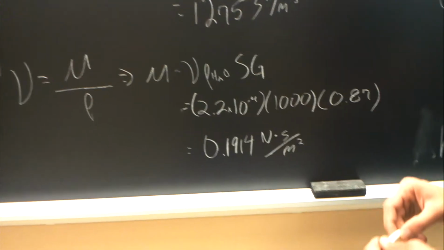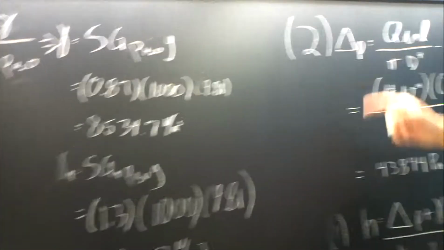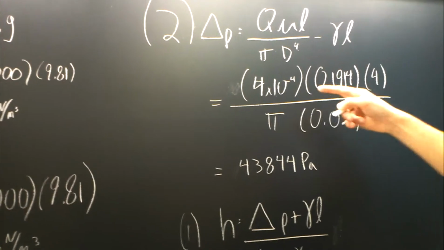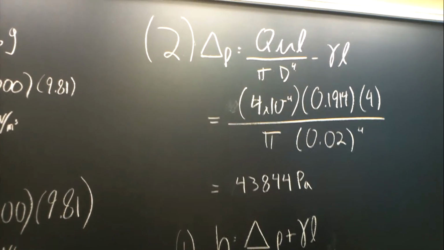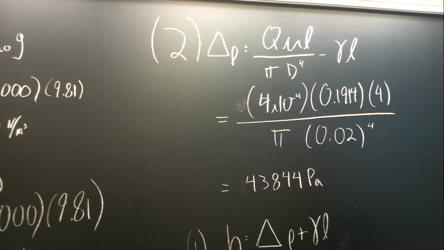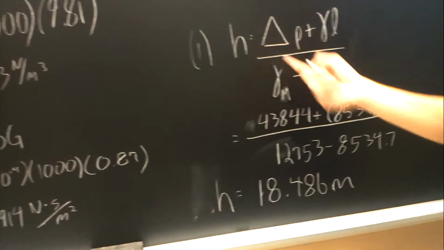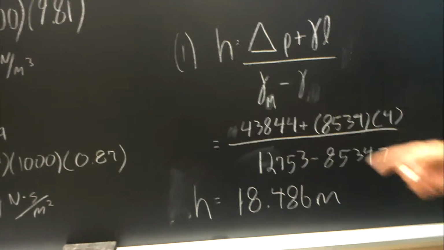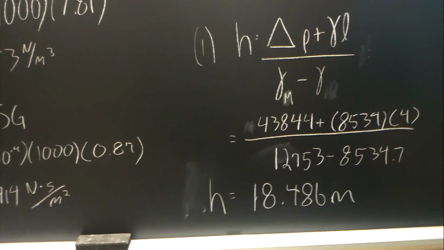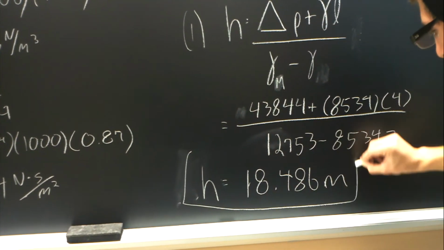Now we go all the way back to equation 2 here and plug in all the numbers we just got. You get that delta P is equal to Q mu L over pi d to the fourth, minus gamma L. Just plug in the numbers and you find out that the change in pressure between surfaces 1 and 2 is 43,844 pascals or 43.84 kilopascals. Then you go all the way back to equation 1, which is that H is equal to (delta P plus gamma L) over (gamma M minus gamma). Again, you simply plug in the numbers that we found preceding this point, and you finally figure out that H is equal to 18.486 meters.